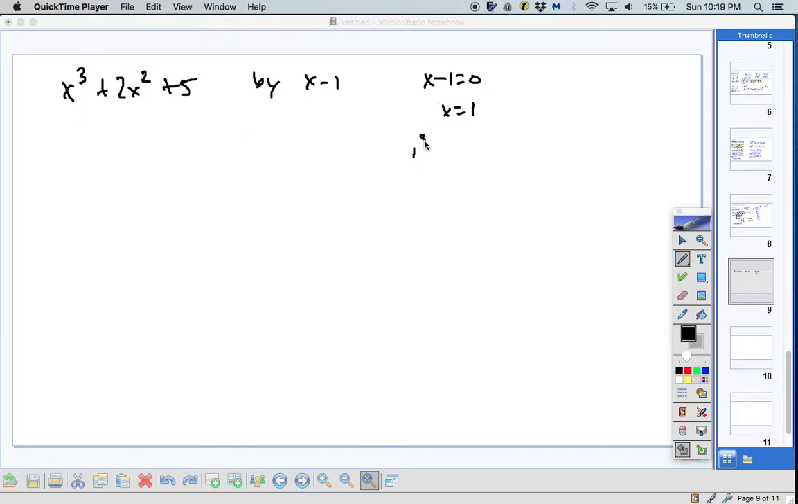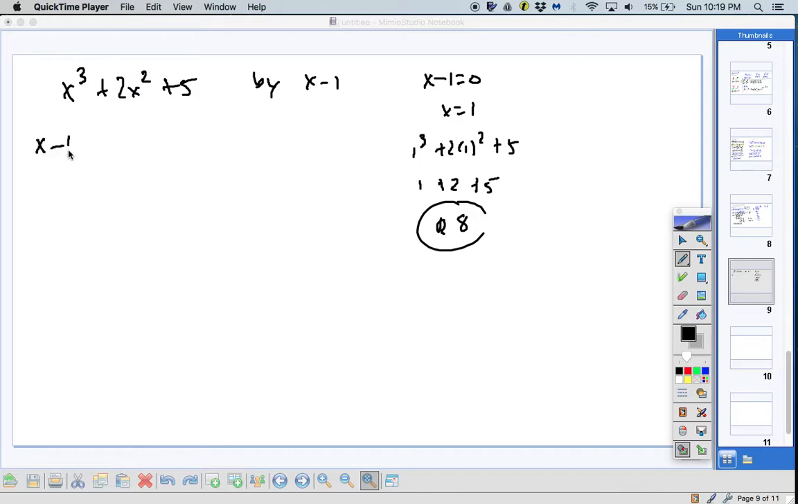So I got 1 to the third plus 2 times 1 squared plus 5. 1 to the third is 1. 1 squared is 1, times 2 is 2. Always do the squares first. And then lastly, we got plus 5. So we got 1 plus 2 plus 5, so it's 5, 6, 7, 8. And we're going to have a remainder of 8 when we do our long division. So let's make sure we have a remainder of 8. So we're going to set this up.